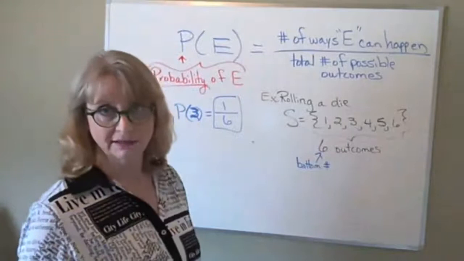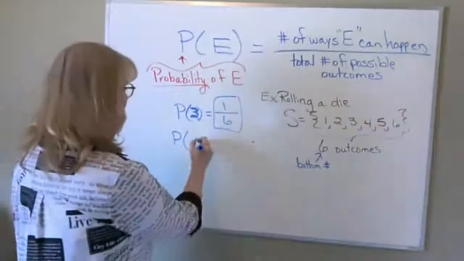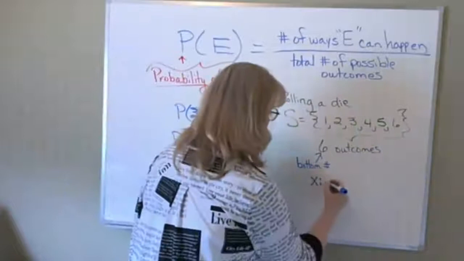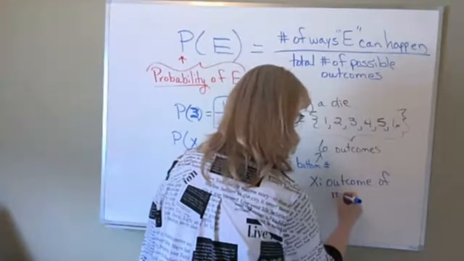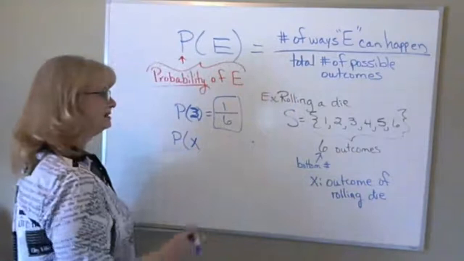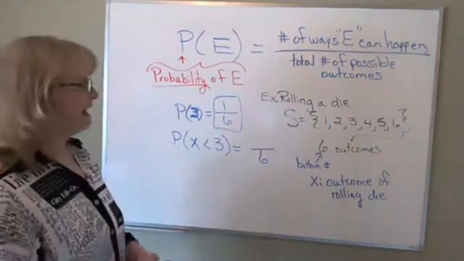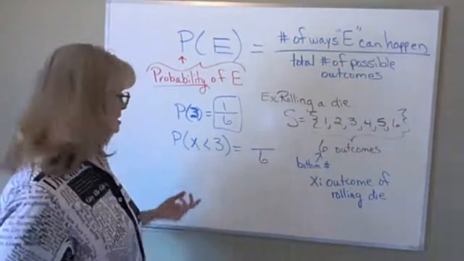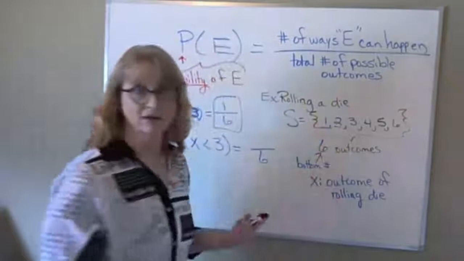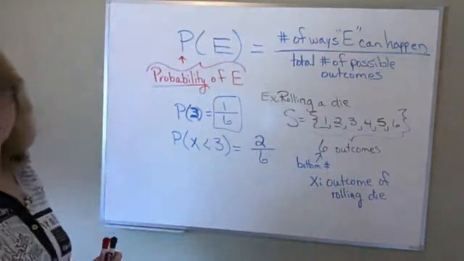Now, what if I did this? I said probability, and sometimes they'll use an X. So say X is the outcome of rolling the die. If I say, what's the probability that X is less than 3? Then for this, your bottom number is always 6. But now I'm going to count how many of those outcomes in the sample space meet this requirement, this restriction. So how many of the outcomes are less than 3? Well, the only ones that are less than 3 are 1 and 2. There's 2 of them. So I would put 2 out of 6 are less than 3, and that's the probability, but we would reduce that to 1/3.